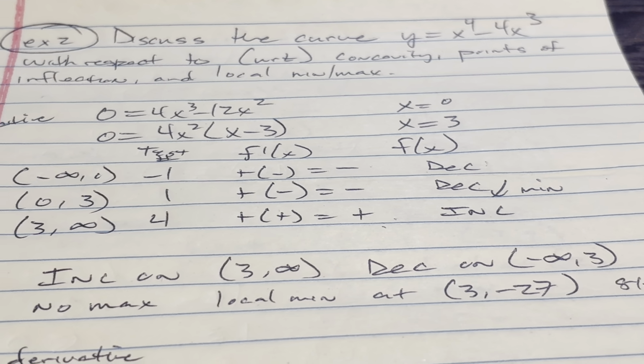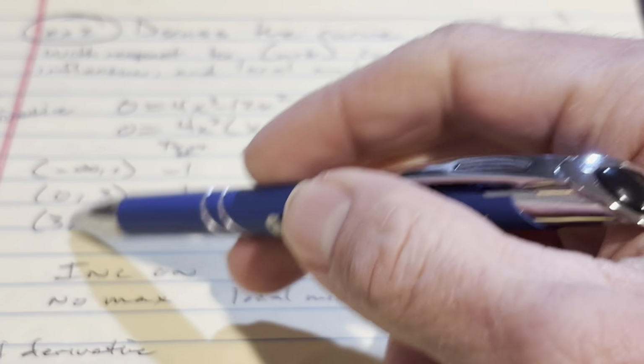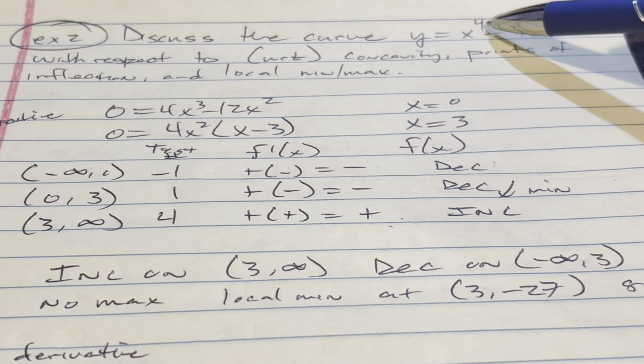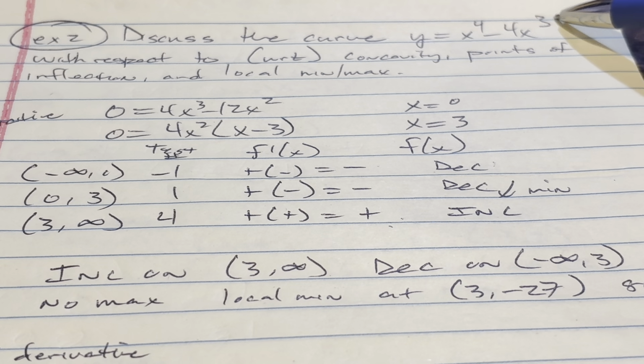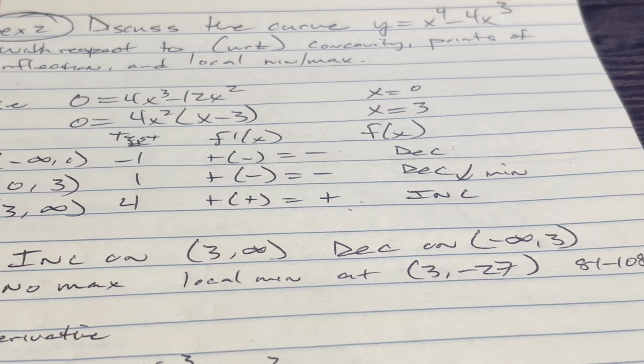Okay, so it has no local max. It has a local min at the transition point, which is 3. If I plug 3 in there, I get 81 minus 108, which looks very much like a min. All right, so that's everything I can get from the first derivative: intervals of increase, decrease, and local min and max.